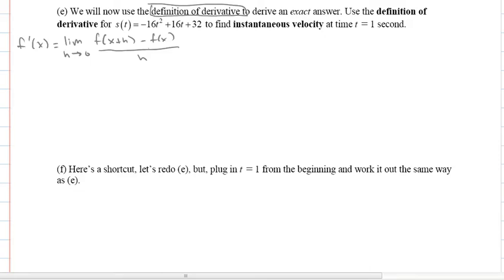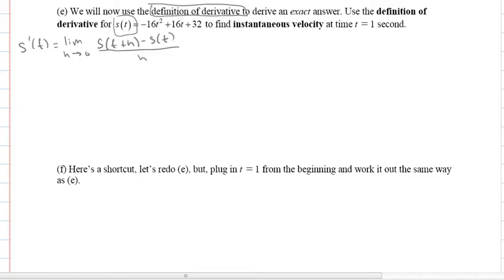But instead of using f of x, since we don't have f of x, we have s of t. We're going to go ahead and replace all these f's and x's with s and then t's. S of t plus h, s of t.